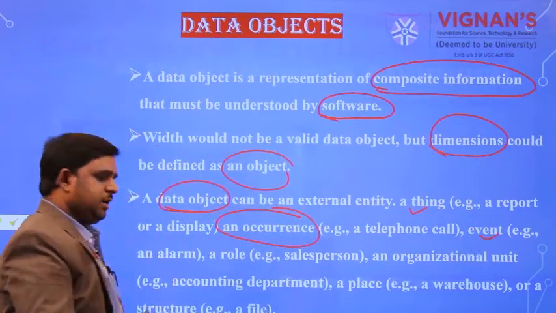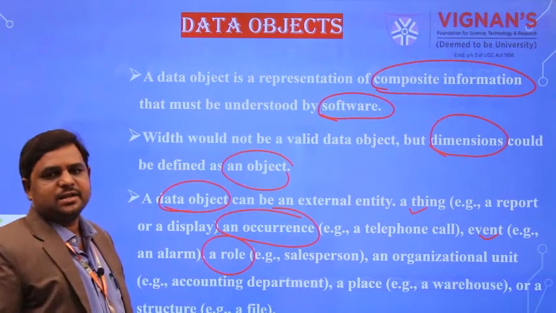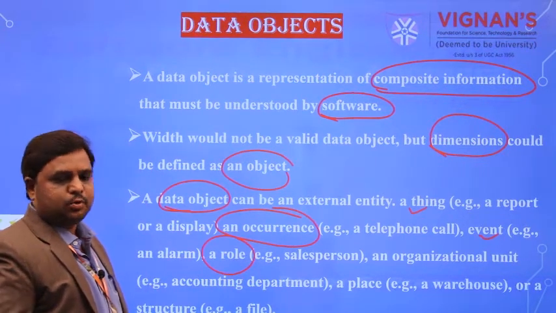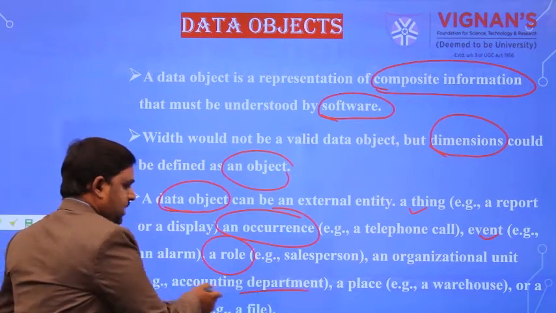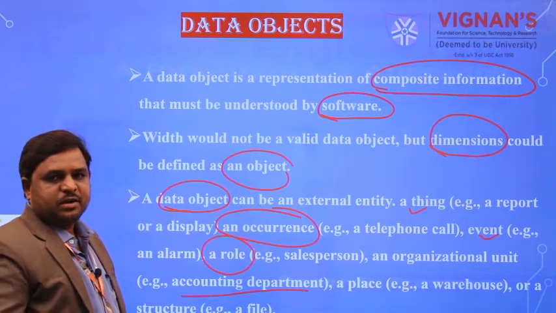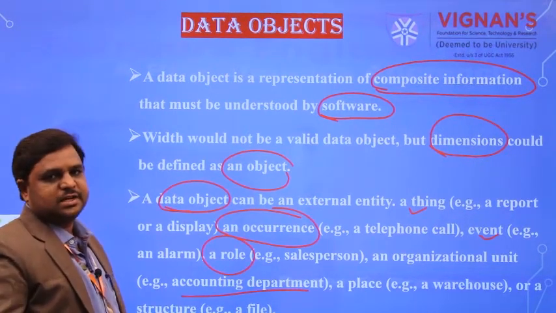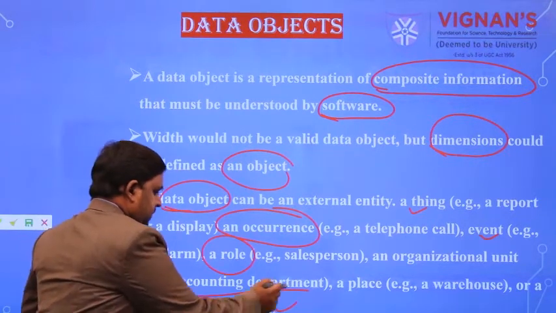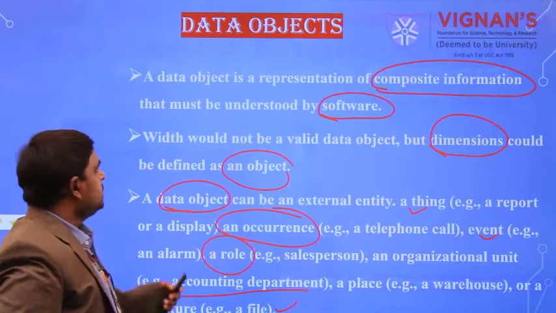Next, it may be a role, for example a salesperson, manager or product engineer. It can be an organizational unit, such as the accounting department, or a place, for example a data warehouse, or a structure, so that the structure contains files. All these are external entities of a data object. So that is about data objects.